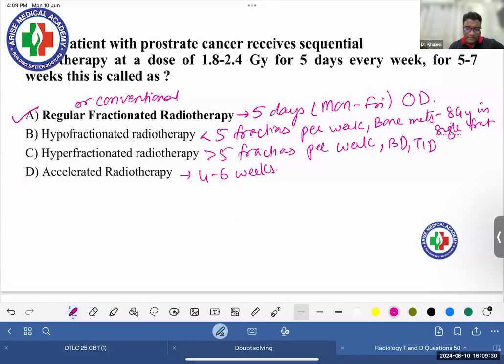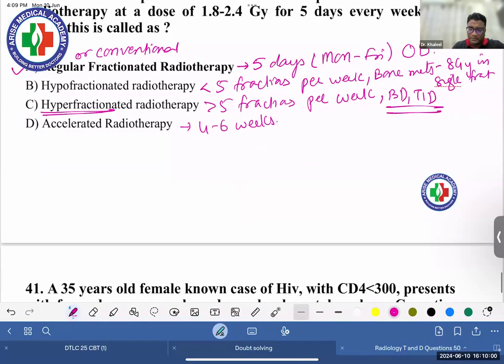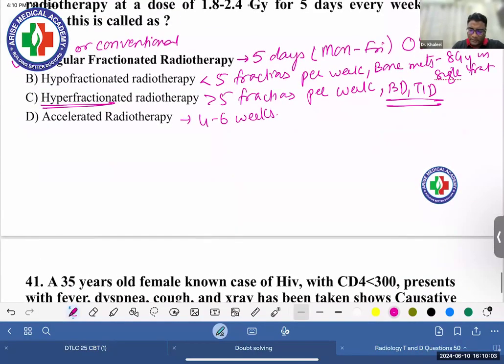Yes, hyperfractionated is not that continuous. If you are giving continuously, including Saturday, Sunday, that is the continuous one. Hyperfractionated means more than 5 fractions. It can be either twice daily or thrice daily doses, BD or TID doses. What you're telling about is continuous: if you give Saturday, Sunday also, that is continuous. This is not about Saturday, Sunday. This is more about the same day, in the afternoon also, in the evening also. That becomes hyperfractionated. BD or TID means twice or thrice daily, and that is hyperfractionated.